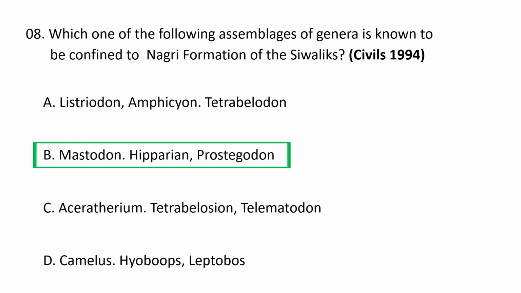Mastodon, Hipparion, and Prostegodon. The Nagri formation, that is middle Siwalik, is characterized by early proboscideans and specific suites. Among the proboscideans, Stegolophodon, a precursor to Stegodon, is well represented, and Choerolophodon is considered a common, relatively confined taxon, and specific suites such as Lophoceros nagrii are also restricted to this formation.